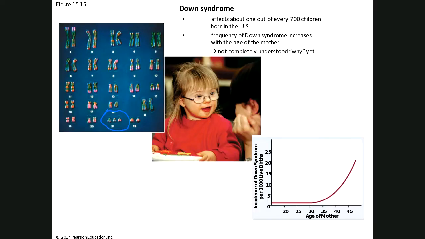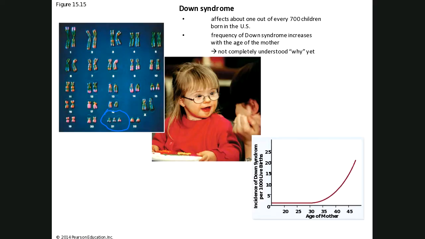So some sort of a non-disjunction occurred and caused an aneuploidy. So an egg had an extra X chromosome. Or it seems to be more often in females as they get older. We're not sure exactly the mechanism why, but we notice, and if you look at the chart down below, the incidence of Down syndrome per 1,000 births rises exponentially after about the age of 32 or 33.